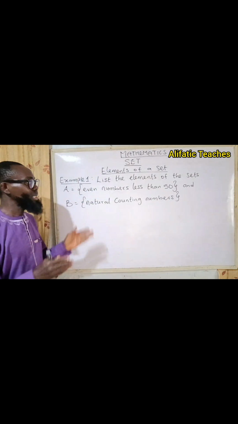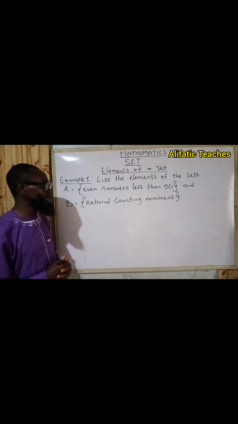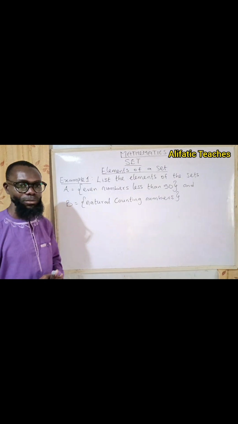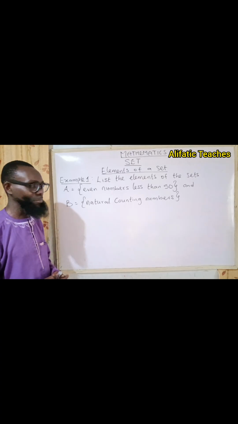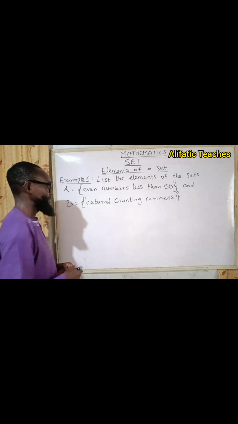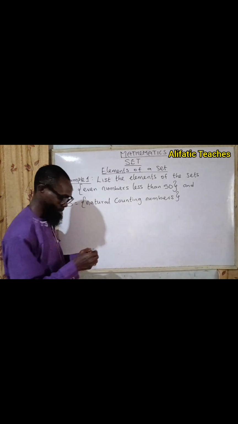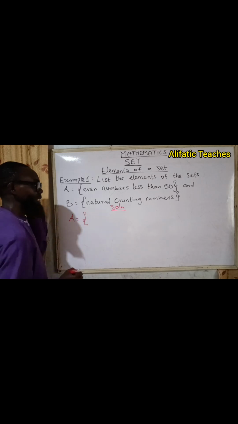Example 1. List the elements of the set. A. Even numbers less than 50. And B. Natural counting numbers. Now, we want to list the elements of this set. Set A. Even numbers less than 50.